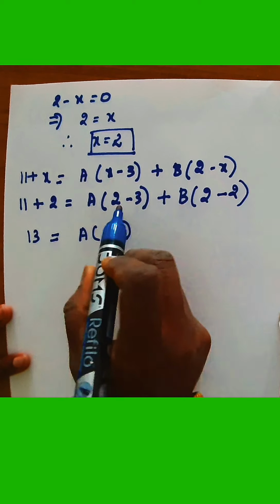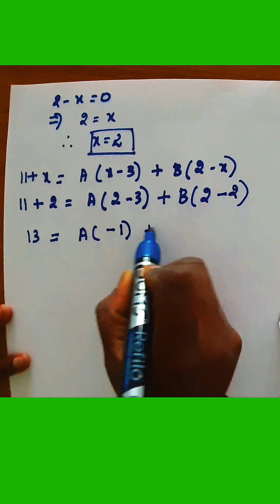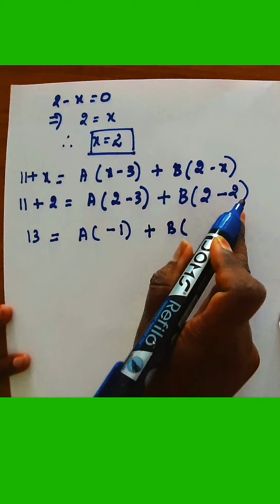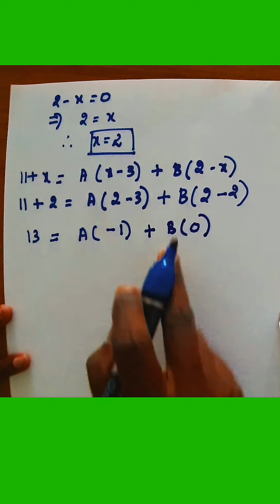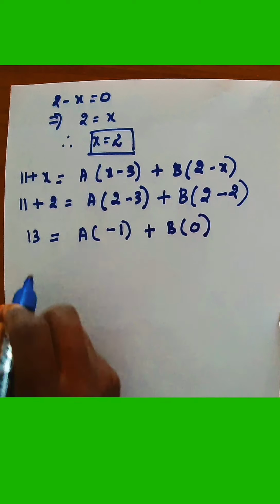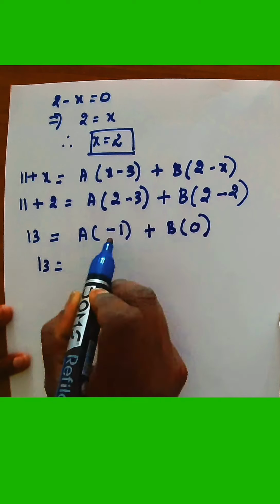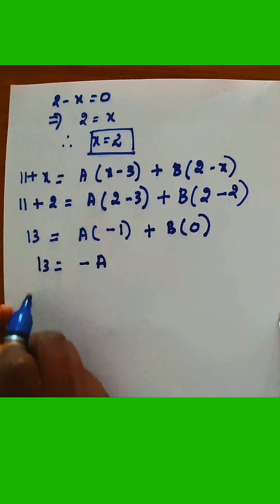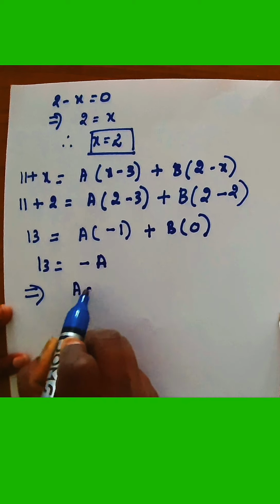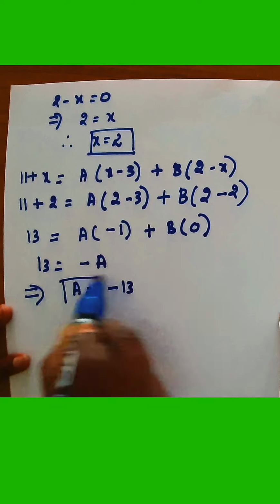So be careful with the sign. 2 minus 3 will give you negative 1, plus b into 0. 2 minus 2 will give you 0, so b multiplied by 0 will become 0. 13 is equal to a into minus 1, which is minus a. So which implies a is equal to negative 13.